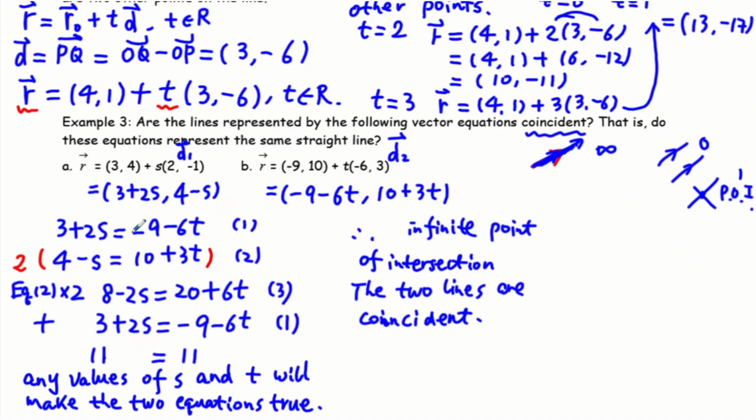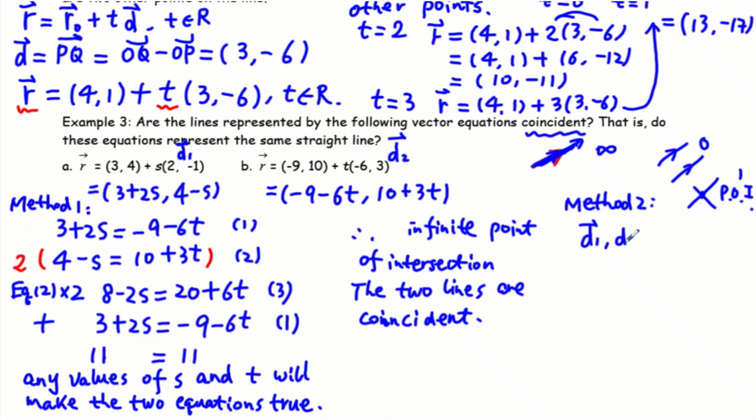So this is the first method: just let the x coordinate and y coordinate be the same to find the point of intersection, and we find that for any values of S and T, the points on the two lines will be equal. So you have infinite points of intersection for these two lines. They are the same line.